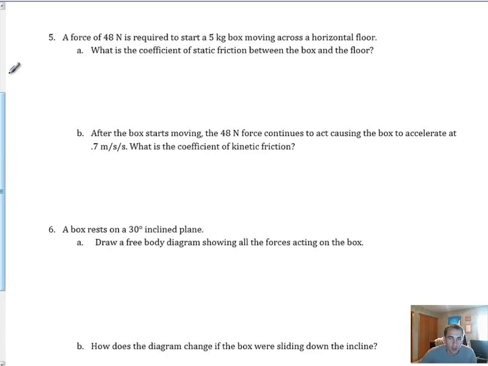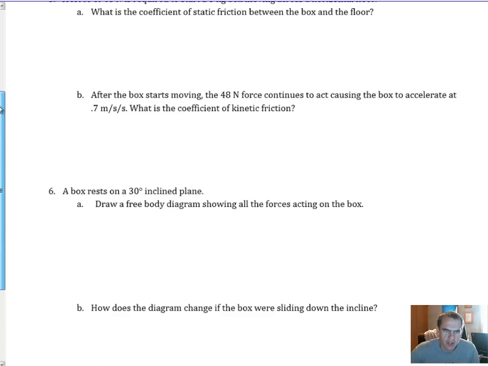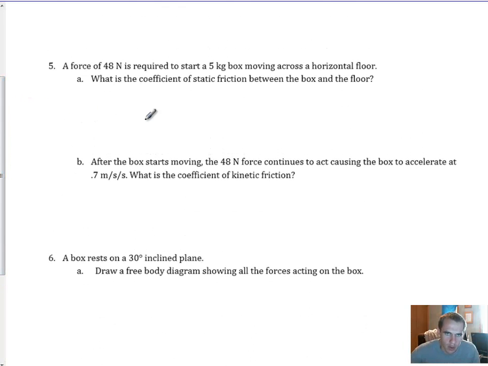This is the worksheet part 3, and in this part we're going to look at problems 5 and 6 on the worksheet. Both of these are fairly straightforward, so if you have a little bit of trouble, this would be a good place to look. Also, the solutions are online.